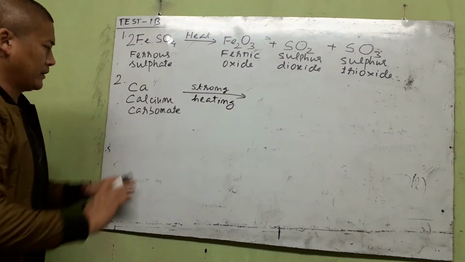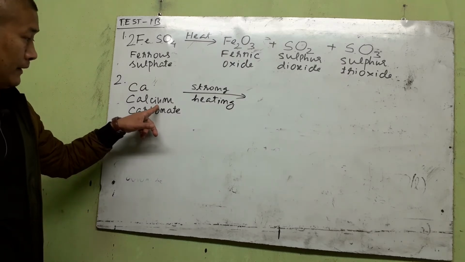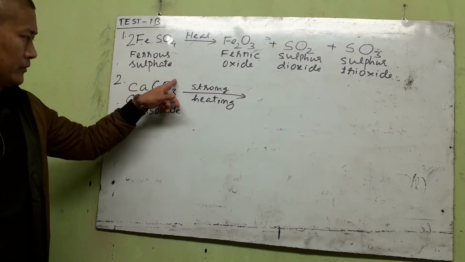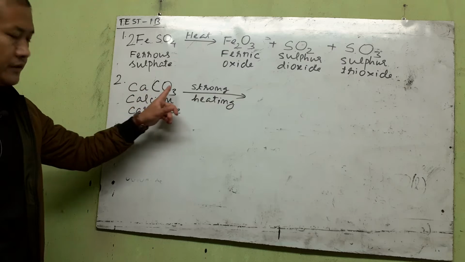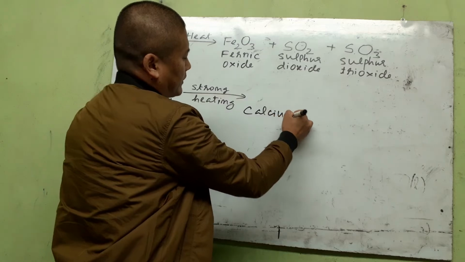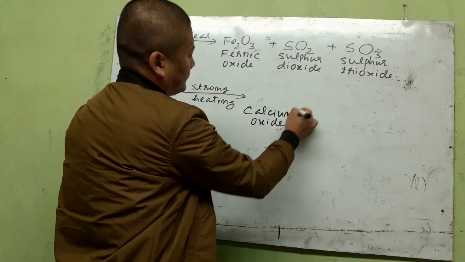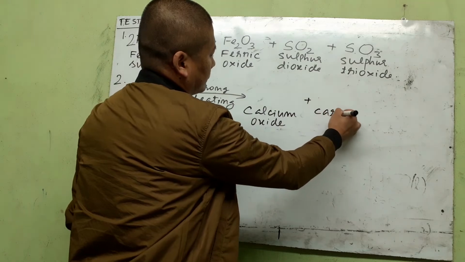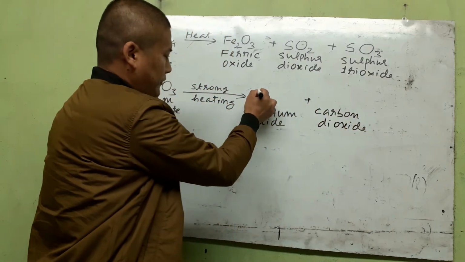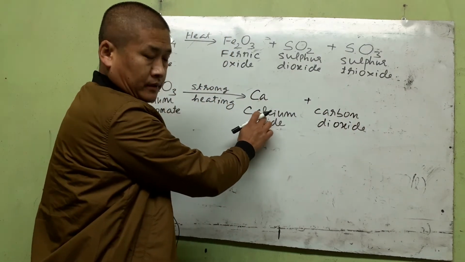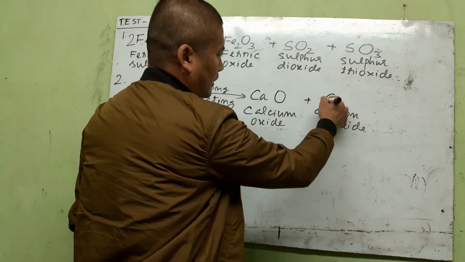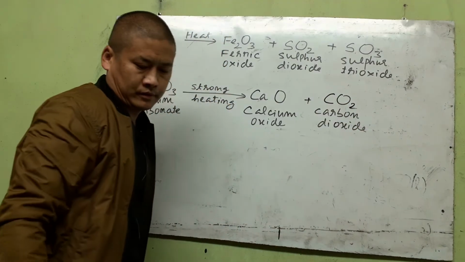Calcium ion is Ca2+, and carbonate ion is CO3 2-. So here the 2 and 2 cancel, and the formula is CaCO3. It decomposes into, a little below the arrow we can write, calcium oxide and carbon dioxide. The formula here is Ca2+ calcium ion, oxide ion O2-, so the 2 cancels. So that's the formula. Carbon dioxide is CO2, we know that.